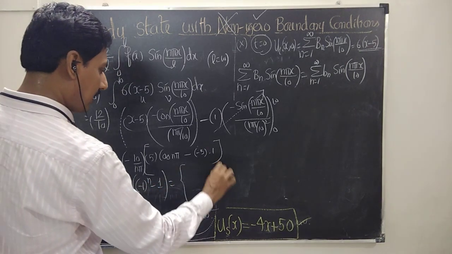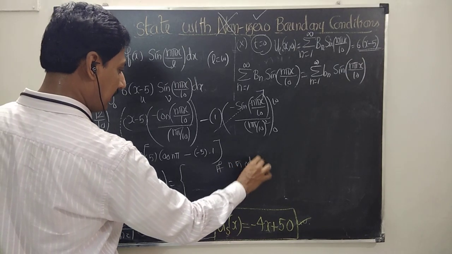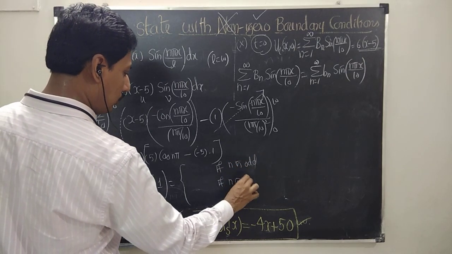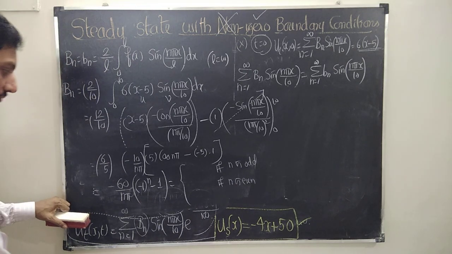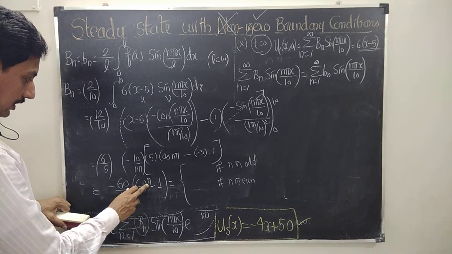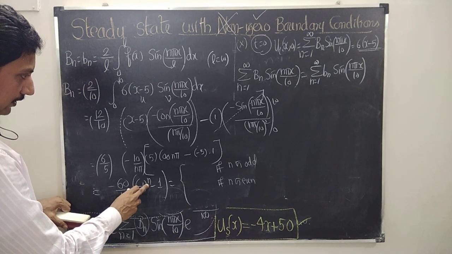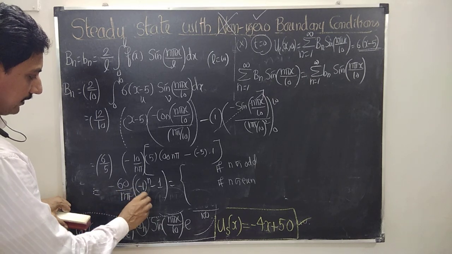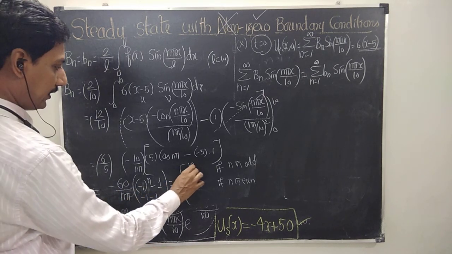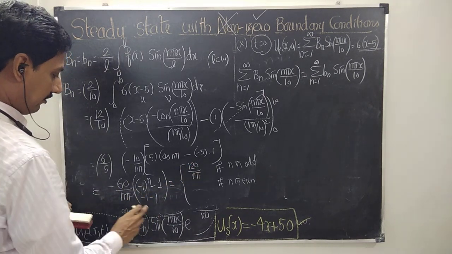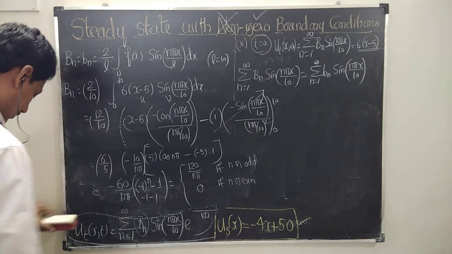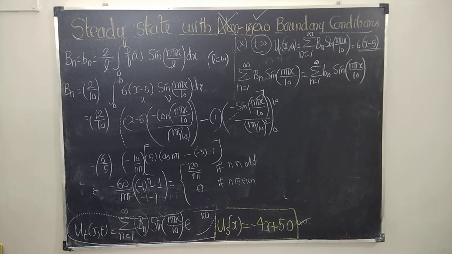So if n is odd, what happened? If n is even. Once the term looks like this, we can discuss the nature of n. If n is odd, this becomes minus of minus 1, which is minus 2, plus 120 by n pi. If n is even, 1 minus 1 is 0. So that's it, this is the bn value for this one.